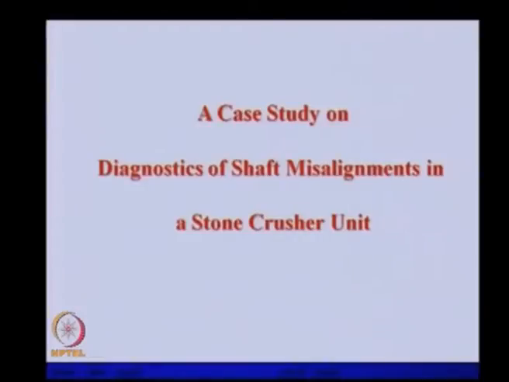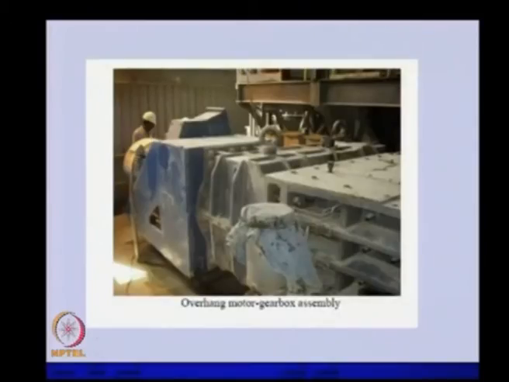Now, we will take up one case study, which is of a stone crusher unit in a cement plant. So, this is a typical industrial stone crusher. Basically, here the motor is there, drive is there, then this is the coupling unit which we can see, and then on this side there was one crusher unit in which the stones used to be crushed from bigger size to smaller size, and in this particular case they had a lot of problems of vibration.